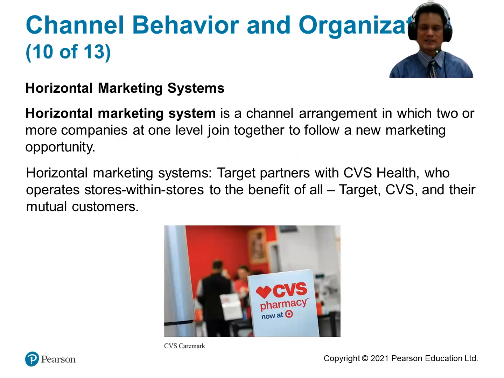After talking about the vertical from top to bottom, now the horizontal marketing system is a channel arrangement in which two or more companies at one level join together to follow a new marketing opportunity. So there is no one above the other. All the companies that join together are equal. That's why it is horizontal: they are at the same level in the marketing system.